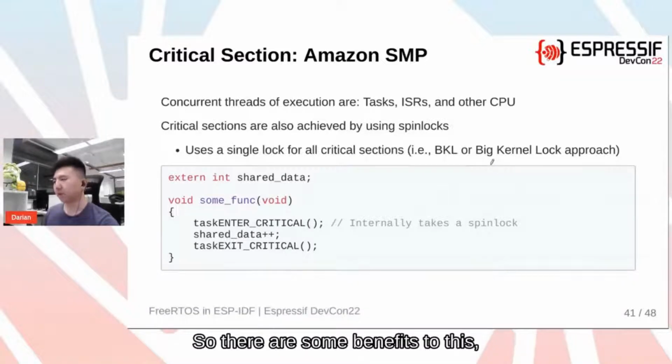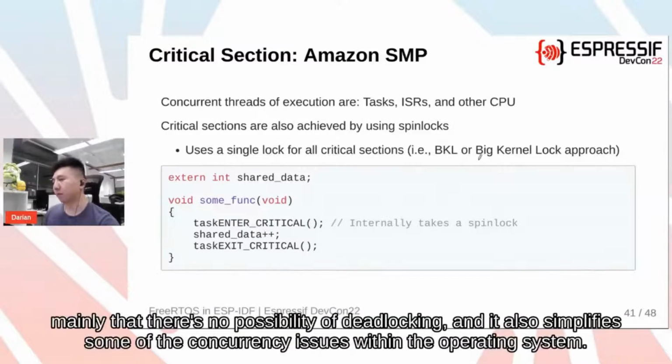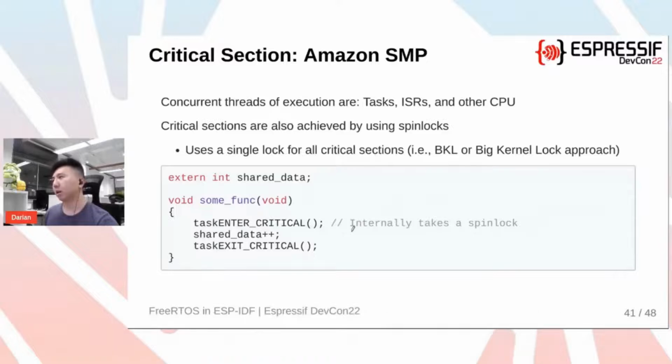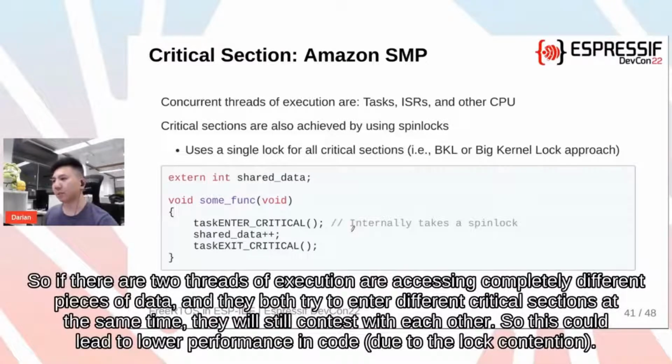There are some benefits to this, the main one being that there's no possibility of deadlocking, and it also simplifies some of the concurrency issues within the operating system. However, a big downside to this is that all critical sections basically try to contest for the same lock. So if two threads of execution are accessing completely different pieces of data, and they both try to enter a critical section at the same time, they will still contest with each other. So this could lead to lower performance in code.